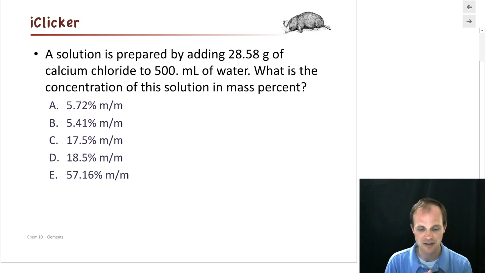So here's your example. We got a solution prepared by adding 28.58 grams of calcium chloride to 500 milliliters of water. And I want to know the concentration of this solution in mass percent. So pause for a moment. Try that one out.